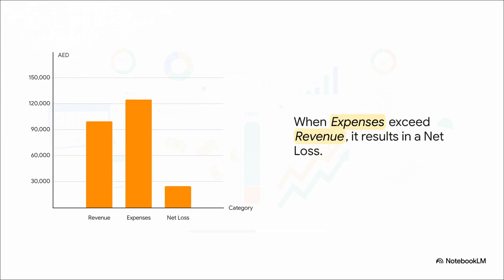But now, let's look at another scenario, and this one's a bit tougher to swallow. A business brings in 100,000 dirhams in revenue. Great, but their total expenses are 125,000. The result? A net loss of 25,000 dirhams. The business spent way more than it earned. Whenever your expenses are greater than your revenue, you're taking a loss. And this absolutely proves that profit illusion we were talking about earlier. Sales just do not equal success if the expenses are completely out of control.